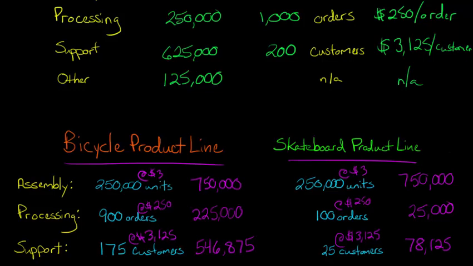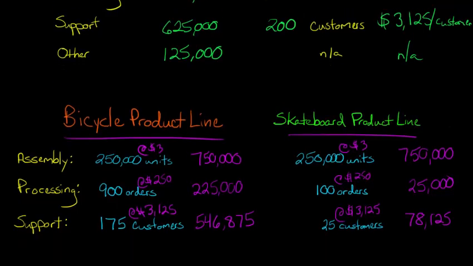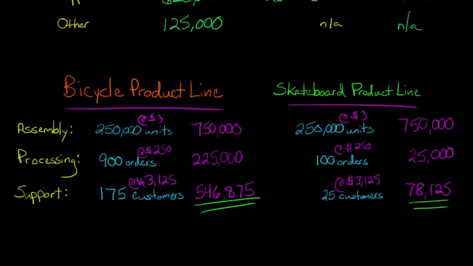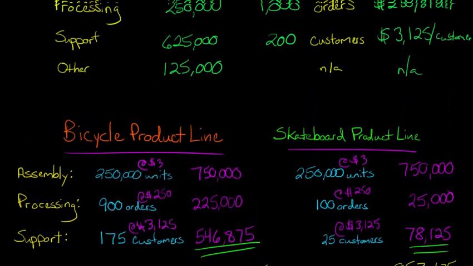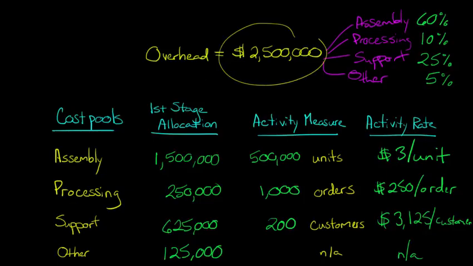Now what we can do is we can sum up these costs for each one. We sum up our grand totals, and then we'll interpret this information. So let's say we've got $1,521,875 for the bicycle product line, and then for the skateboard product line we have $853,125. Now, if you add these two up, they're not going to add up to $2.5 million, which, if you remember, that was our original overhead that we were dealing with.